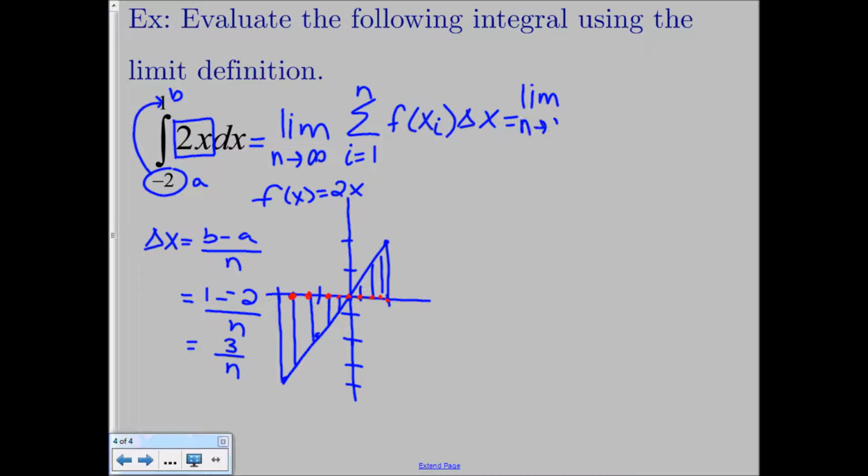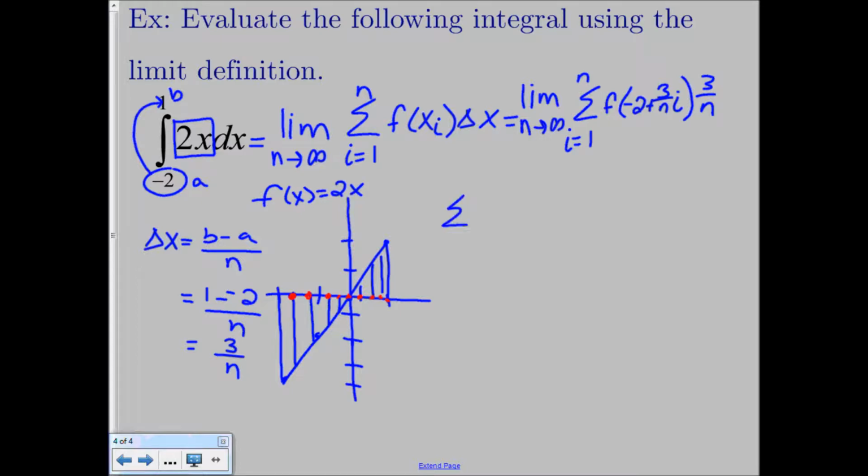Whenever you have right-handed limits, we remember from doing our RRAM example that you plug in a, so we're going to plug in negative 2 plus delta x, which is 3 over n, multiplied by i. And then we plug in for delta x again, so we get 3 over n. Now we're going to evaluate the sum first, and then take the limit as n goes to infinity once we have a nice answer.